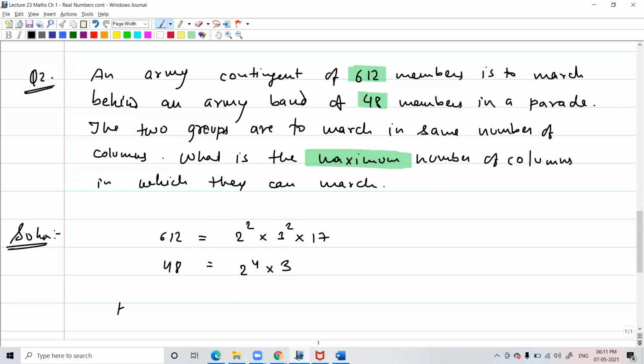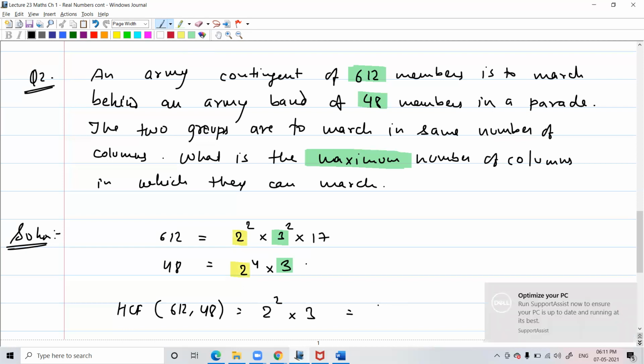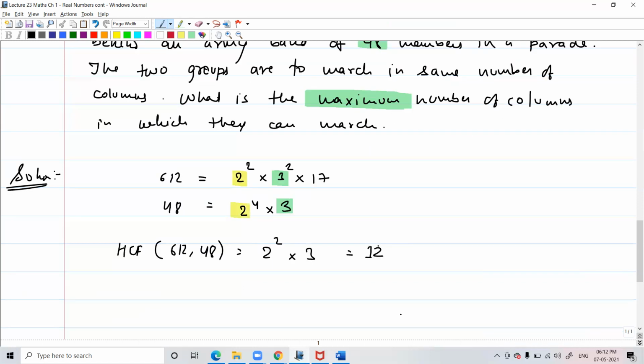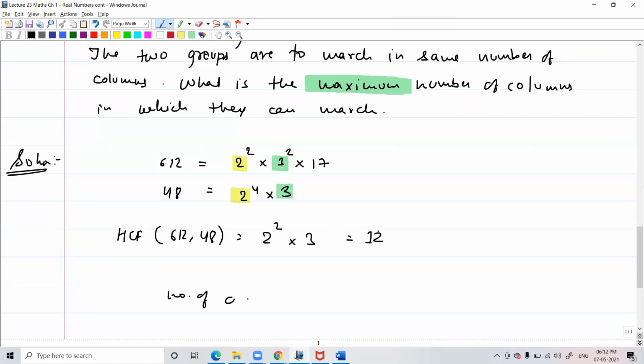So HCF of 612 and 48 will be, what are the common factors over here? 2 is a common factor and 3 is a common factor. We take the minimum power of both of them. So the minimum power of 2 is 2 and of 3 is 1. So 4 3s are 12. So the number of columns is 12.